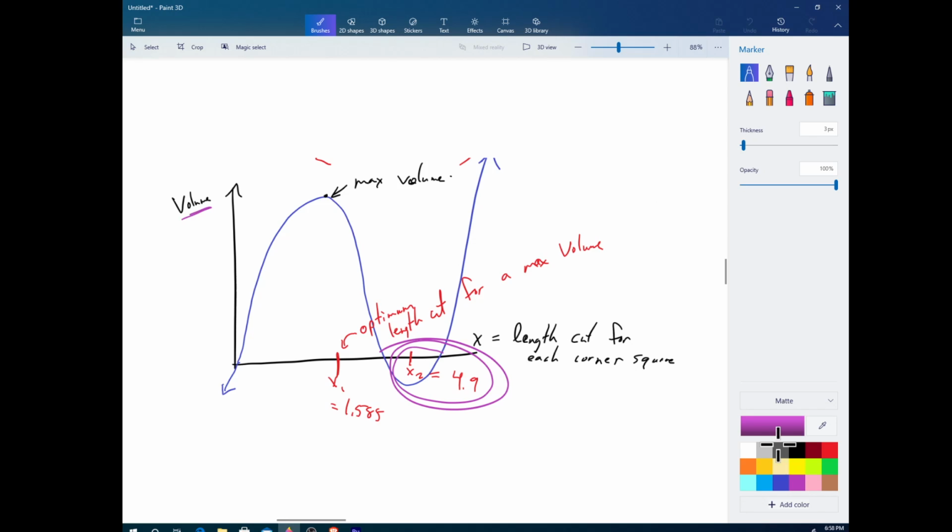Remember, your y value is your volume. Now, besides the fact that it's giving you a minimum, not a maximum, I want you to ignore that fact for a moment. What's the other issue that you see here? If your y value is volume, what does that say about the volume at this x? Can that exist?